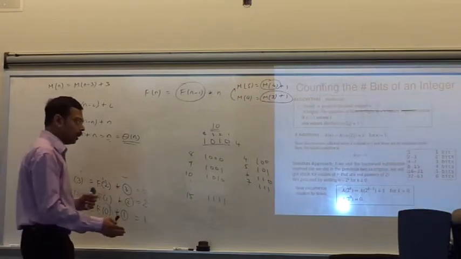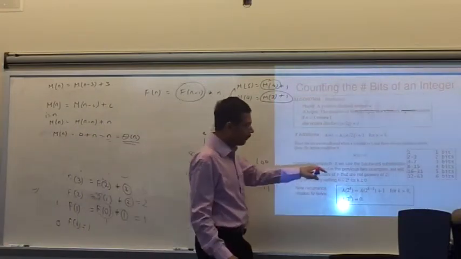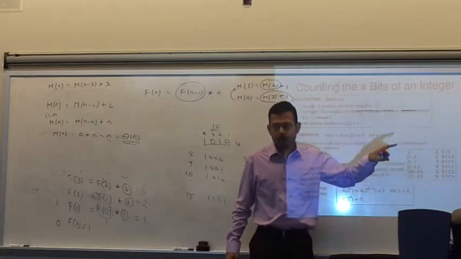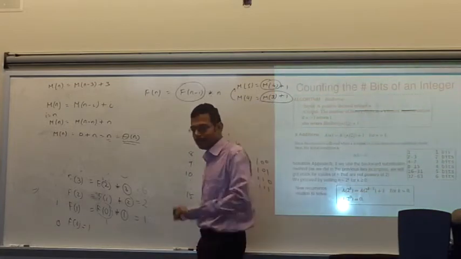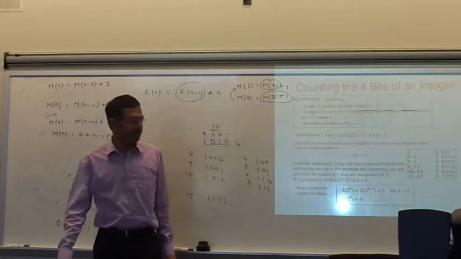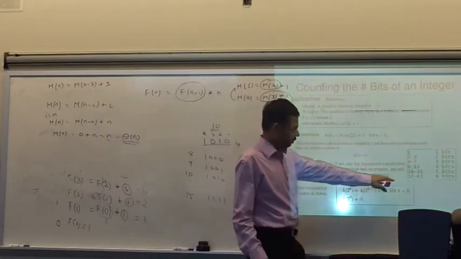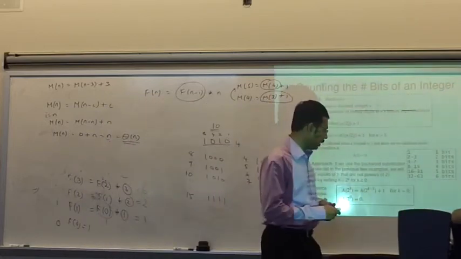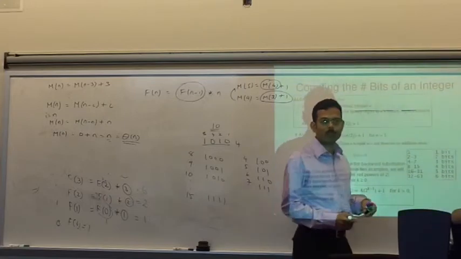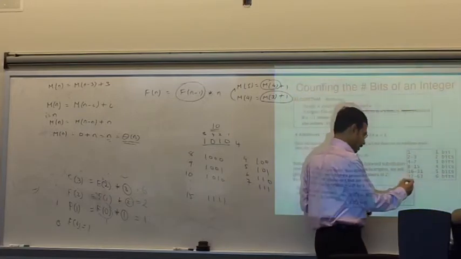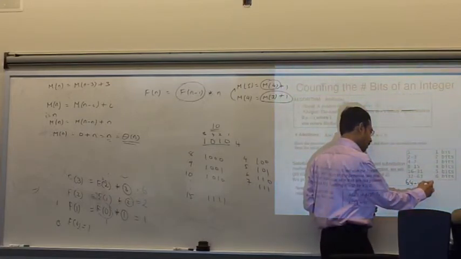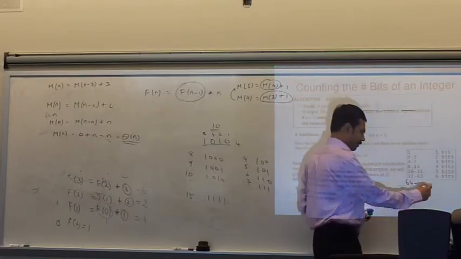16 to 31, you need 5 bits. And then from 32 to 63, you need 6 bits. Can anyone say what's the next range? I have not written it here. Can anyone tell? 64 to 127. Good. 64 to 127. How many bits do you need? 7. 7 bits.